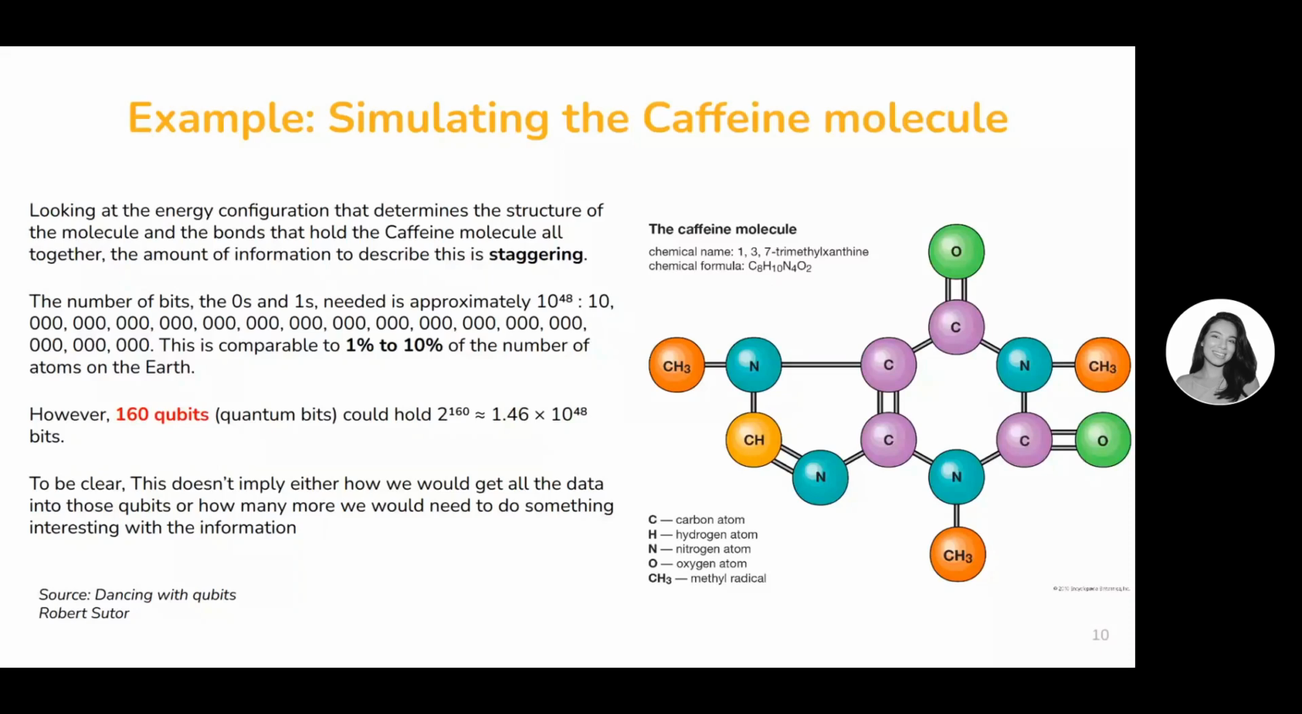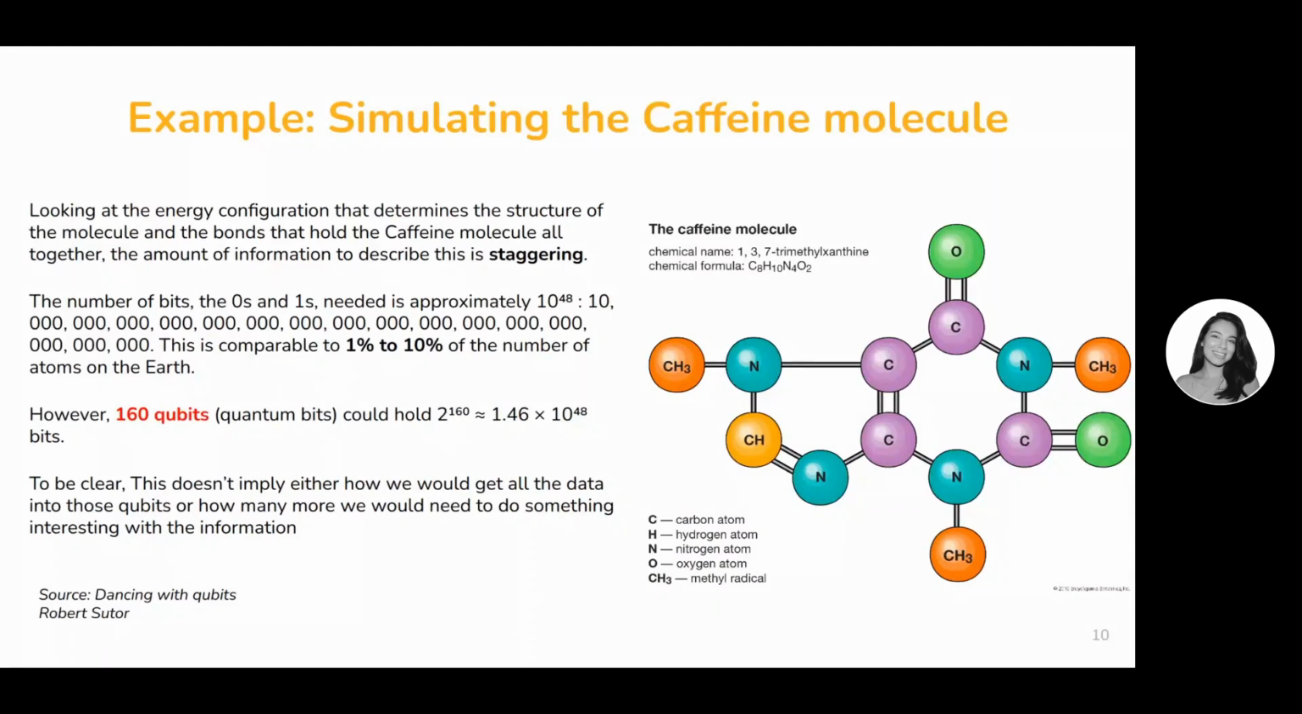In order to simulate a quantum system, in this case the caffeine molecule, we need to look at the energy configuration. We need to look at the structure of the molecule and the bonds. There's a lot of information that we need to be aware of in order to come up with an efficient simulation of our system. And the amount of information that we need is very, very large. The caffeine molecule, despite not being a very large system, still needs a lot of energy and a lot of resources to simulate. And this is very challenging for conventional computers.